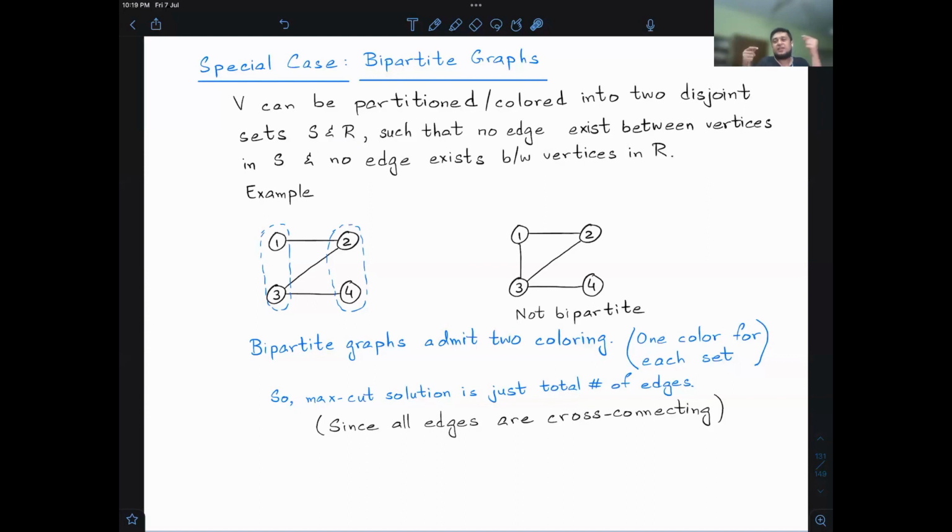So sure, there might be edges going from S to R, as for example, in this graph, I identify this as my S and this as my R, right? So there's an edge going from here to here, here to here, here to here, but there's no edge connecting these 2 or these 2. On the other hand, this graph is not bipartite because if I try to do this, yes, there's no edge between these two, but then between this, there is an edge between here. So it doesn't satisfy the requirement of being a bipartite graph.